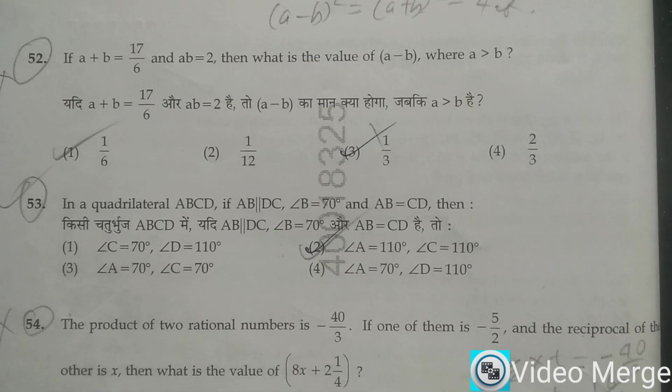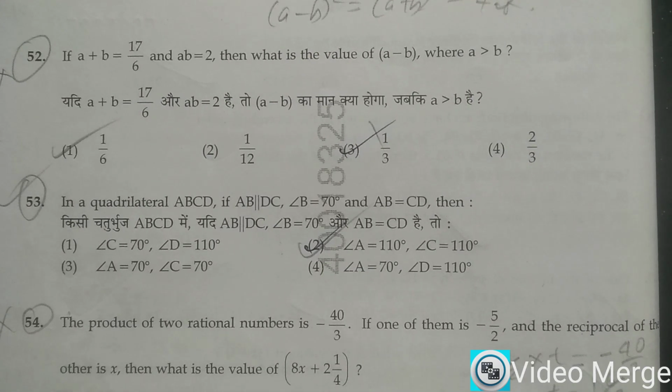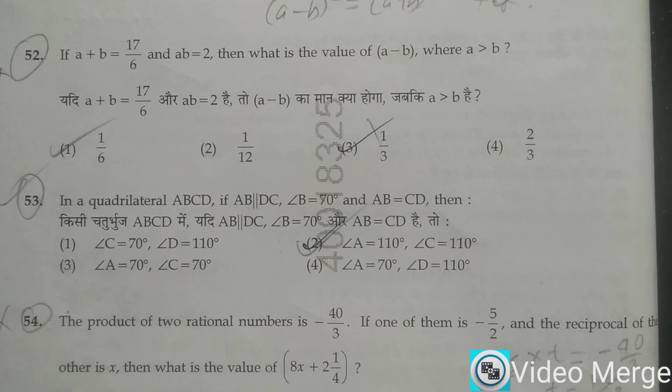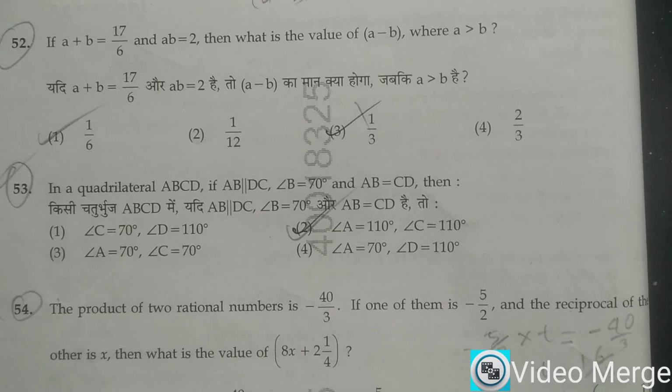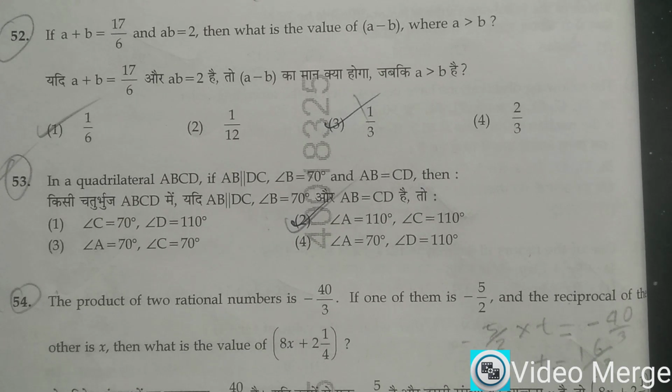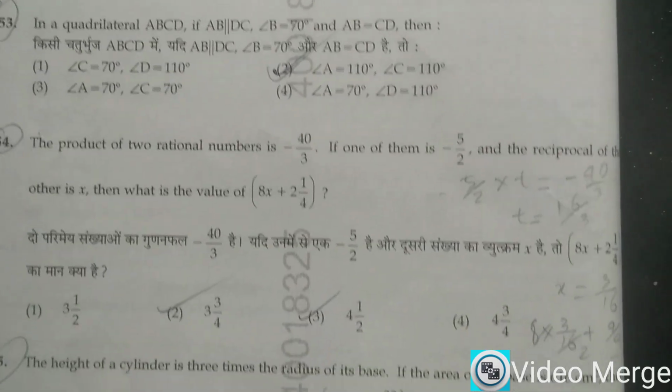In a quadrilateral ABCD, if AB is parallel to DC, angle B is equal to 70 degree and AB is equal to CD, then option number 2: angle A is equal to 110 degree, angle C is equal to 110 degree. 54.